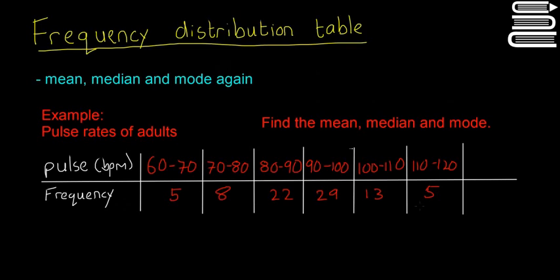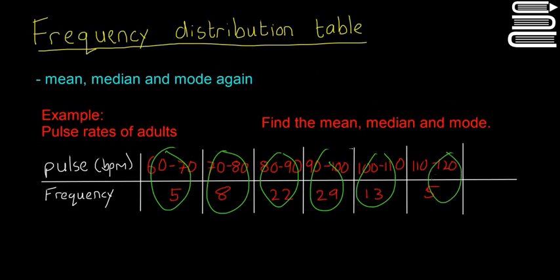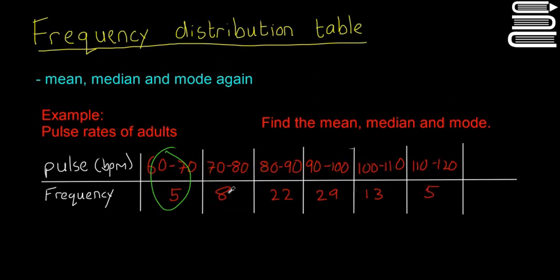And then the bottom row, that's the frequency. That means there are five people who measured between 60 and 70 beats per minute. There were eight people between 70 and 80 beats per minute. You don't know their exact value. You just know it's somewhere in that bracket. 22 between 80 and 90, and so on. So that's what a frequency distribution table means, just in case you weren't sure.